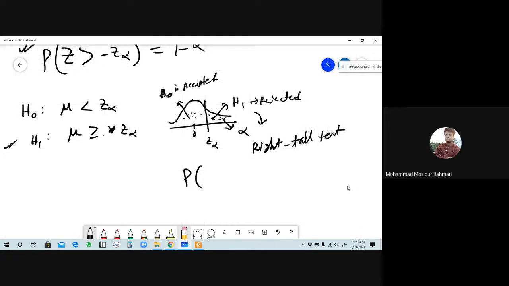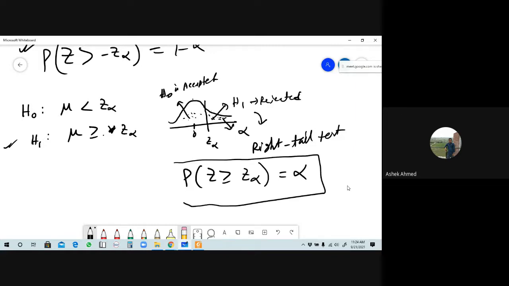Yes sir. For finding this we have to apply the formula z is greater than z suffix alpha, and alpha was what we had, right? So for finding the rejected region for the right tail test we apply this formula: z is greater than z suffix alpha.